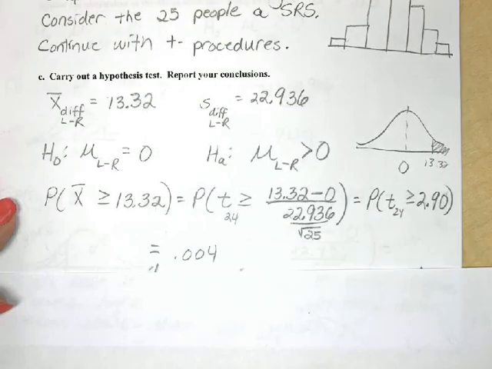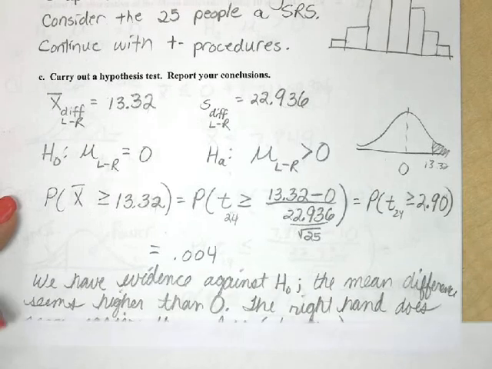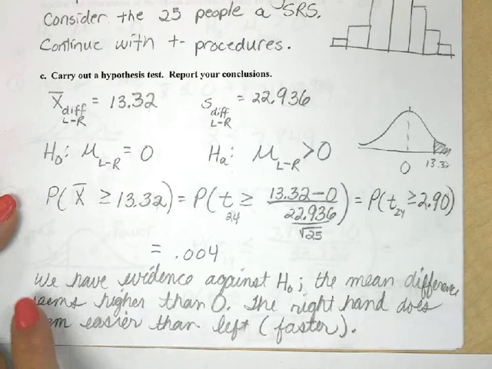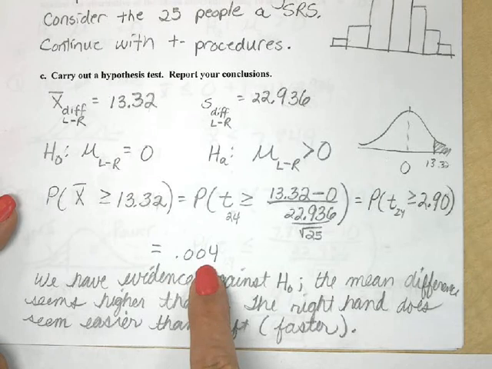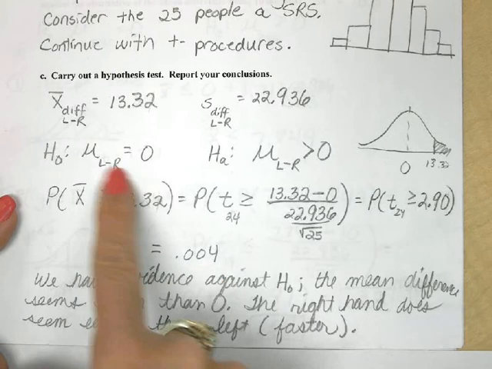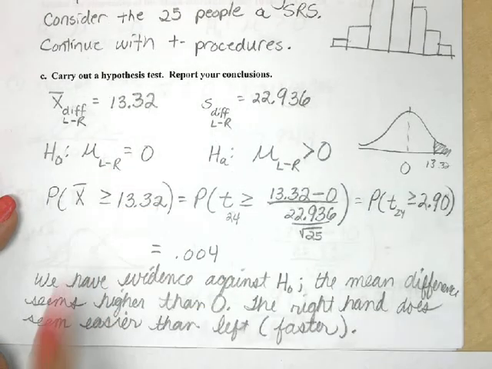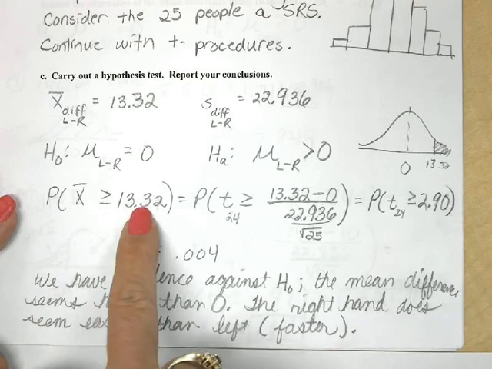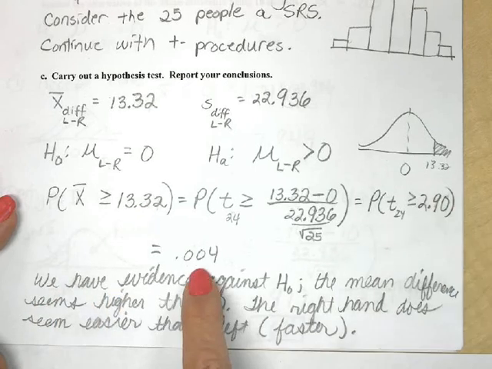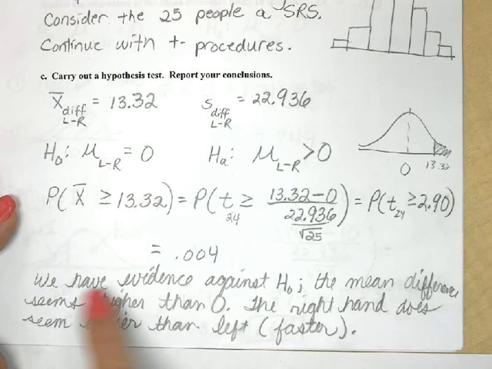Now, I didn't give a significance level. However, regardless of what significance level you use, that's a very, very tiny p-value. So if the mean difference is actually 0, the likelihood of getting this type of value or more extreme barely comes up. So we have evidence against the null.